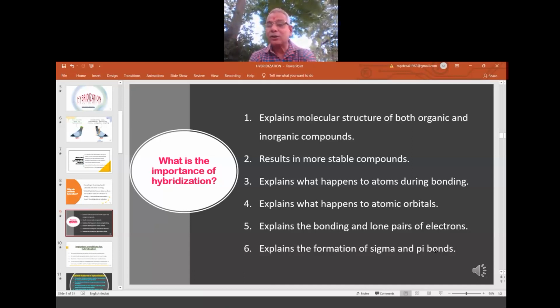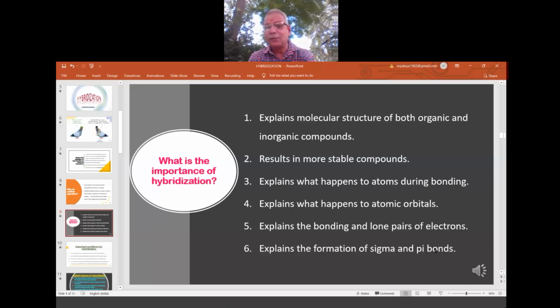It explains what happens to the atoms during bonding. Whenever bonding happens, exactly what happens to the atoms? Are they going for what type of electronic transaction, and what shape is acquired? It explains the bonding and the lone pair of electrons. So whether all electrons are made busy or only some are made busy and some are free. If it is free, what do they do? Is it involved in any additional bonding? Everything is explained by hybridization in the VBT.